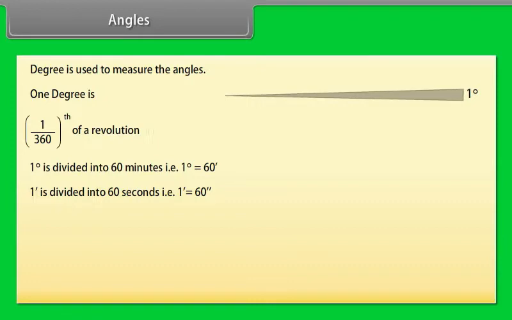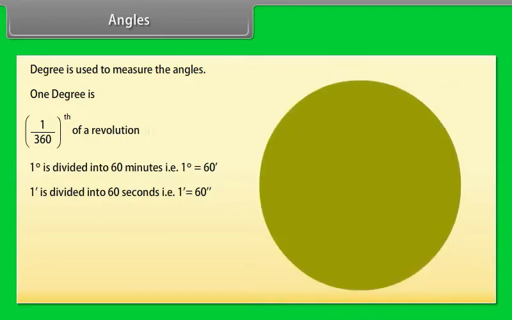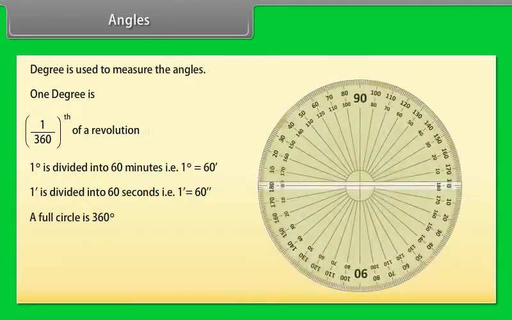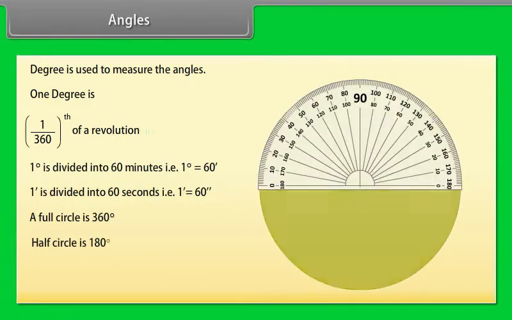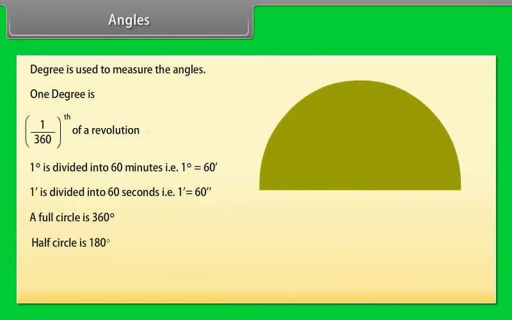There are 360 degrees in one full rotation, one complete circle around. A full circle is 360 degrees. Half circle is 180 degrees. How to measure the radian?